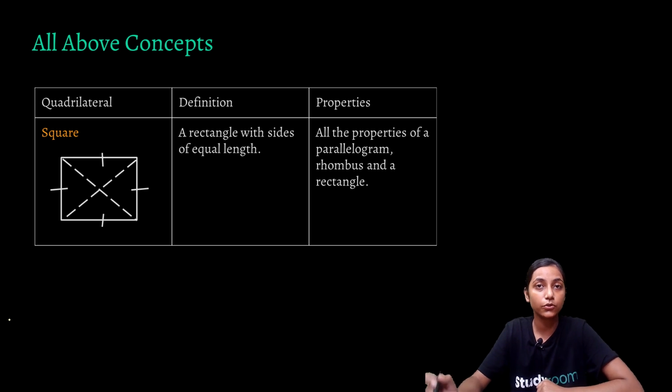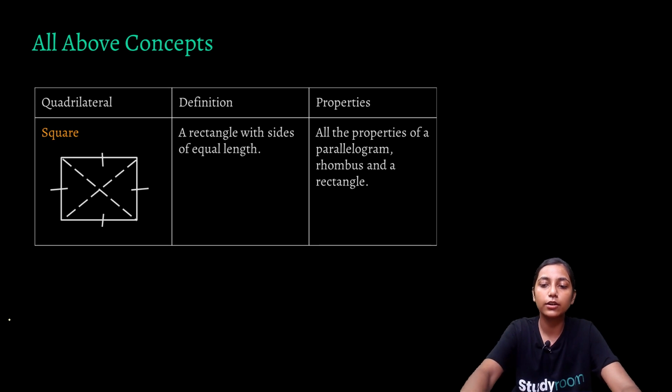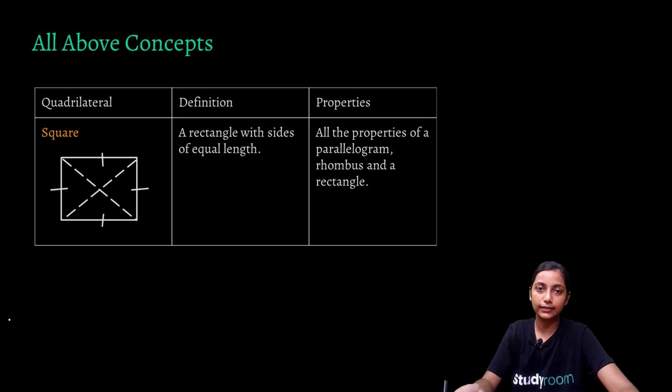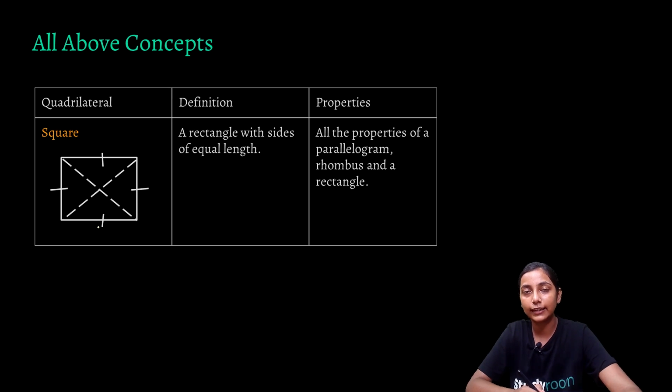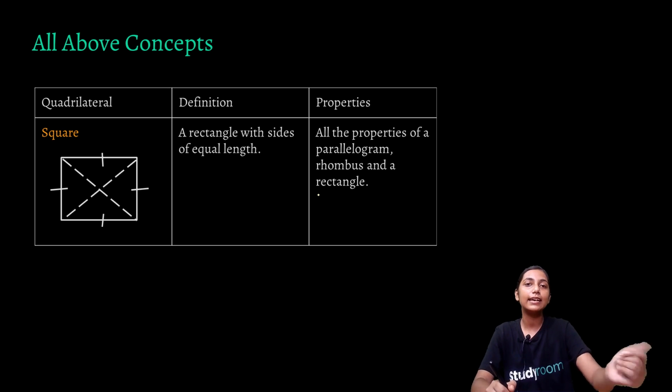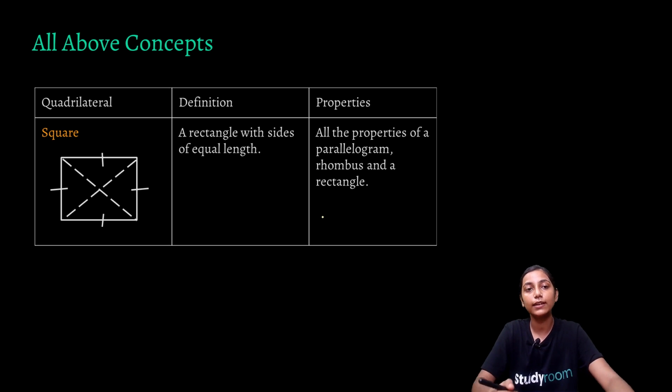Last, we studied about a square. So what is a square? A square is actually a type of rectangle, a rectangle that has all the sides of equal length. All the properties of a parallelogram will hold true for a square. All the properties of a rhombus will also hold true for a square, and all the properties of a rectangle are also going to hold true for a square.